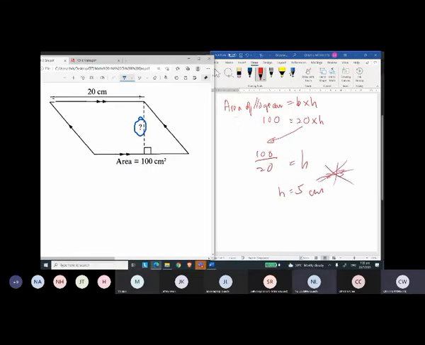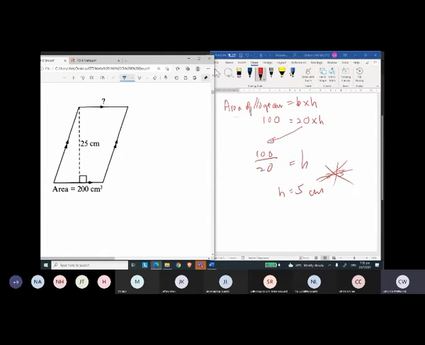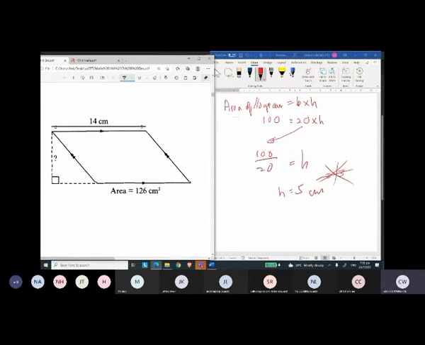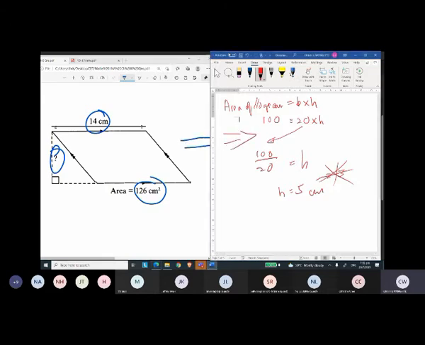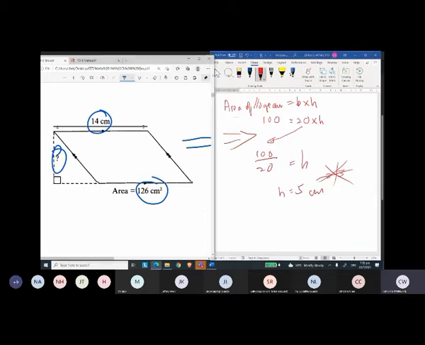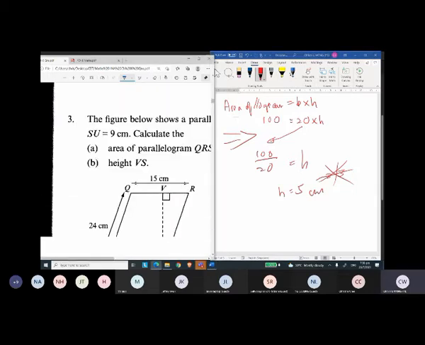Okay, right. This one is easy to do. Don't waste time. This is very simple. Same thing. This one is giving you the base, giving you the area. You're supposed to find the height. Same thing. No need to do. I'm very sure you applied the same thing. Just apply this, and you get the same thing. So no need to do this. Don't waste time.